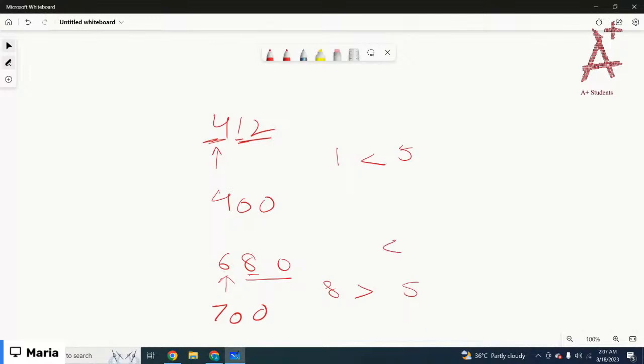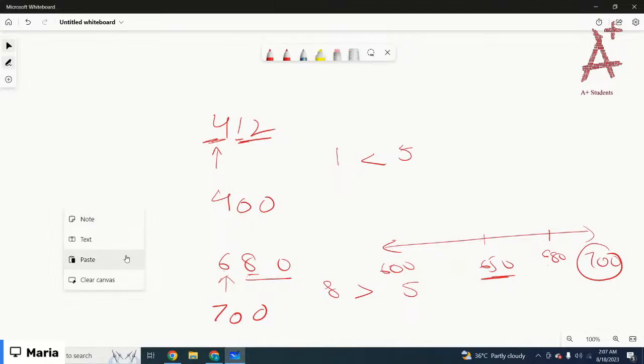An easier way to think about it is, here you have 600, and we know 680 is between 600 and 700, right? Here you have 650. 680 is greater than 650, right? So 680 is nearer to 700. If the number is greater than the middle one, 650, it is rounded to the next 100. Let's just start with the practice questions.